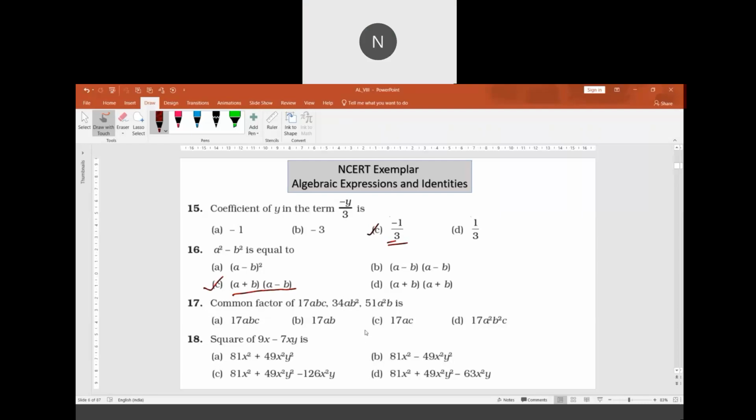Question 17. You have to find the common factor. Option D, 17ab has to be common. Correct. Because in C, 17 is common but the c term is missing now, so C is not there, sir.